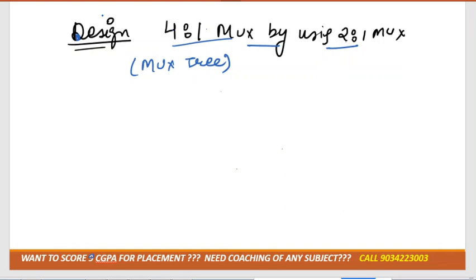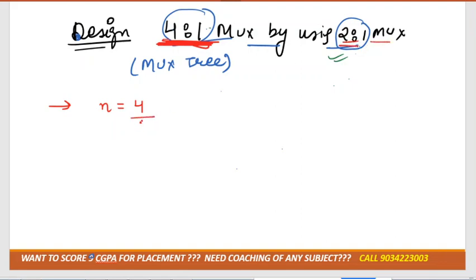So the procedure for solving these kinds of questions is like this. We have to implement 4 is to 1, but we are having 2 is to 1 mux. Now the question arises: how many 2 is to 1 mux can we use for a 4 is to 1 mux? For that we have a formula. We take n equal to 4, meaning we have to draw a 4 is to 1 mux, and divide it by the term we need to use, that is 4 divided by 2. How much is that? 2. We need to divide until we get the value of 1.